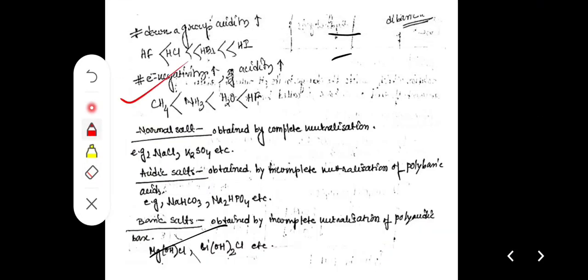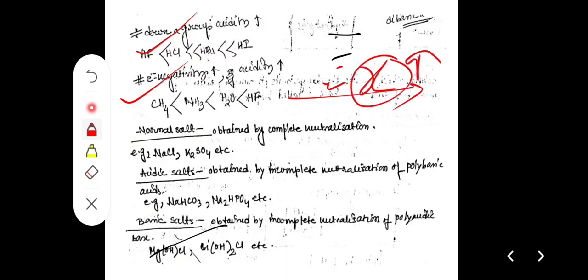Now, down a group, acidity increases due to overlap. From top to bottom, the overlap region decreases, so due to ineffective overlapping, hydrogen removal is easier. Next, from left to right, electronegativity, chi, increases, so acidity obviously increases. From carbon to nitrogen, nitrogen to oxygen, oxygen to fluorine, electronegativity increases, so acidity increases.